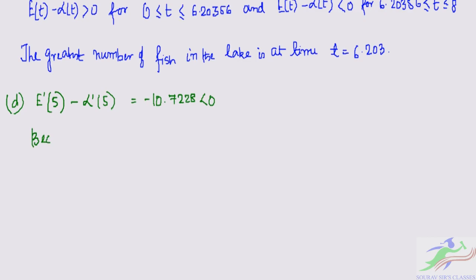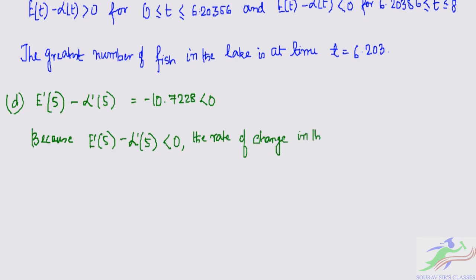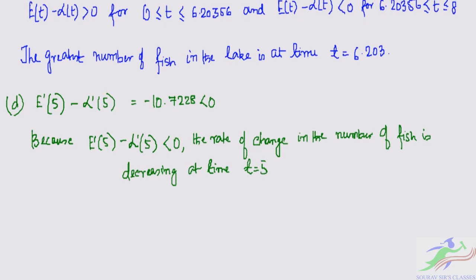So because this E prime 5 minus L prime 5 is less than 0, the rate of change in the number of fish is decreasing. At which time? At time t equal to 5. Okay, so that is the answer to part D, that it is decreasing.